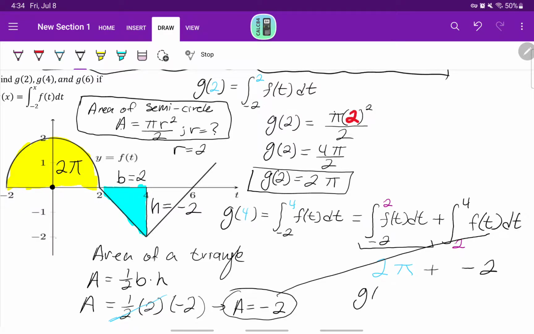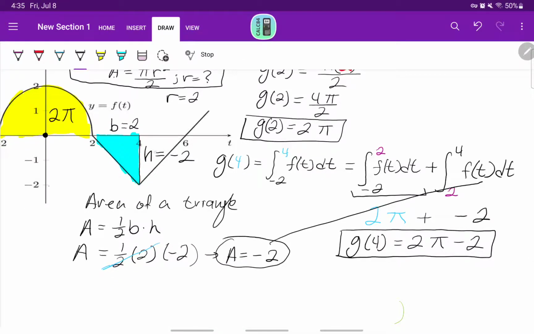So g of 4 equals 2 pi minus 2. Last but not least, we need to find g of 6. So let's erase some things. Let's erase this. Let's erase this. But we do know the area of this blue triangle is -2. So I'm going to put that down here.